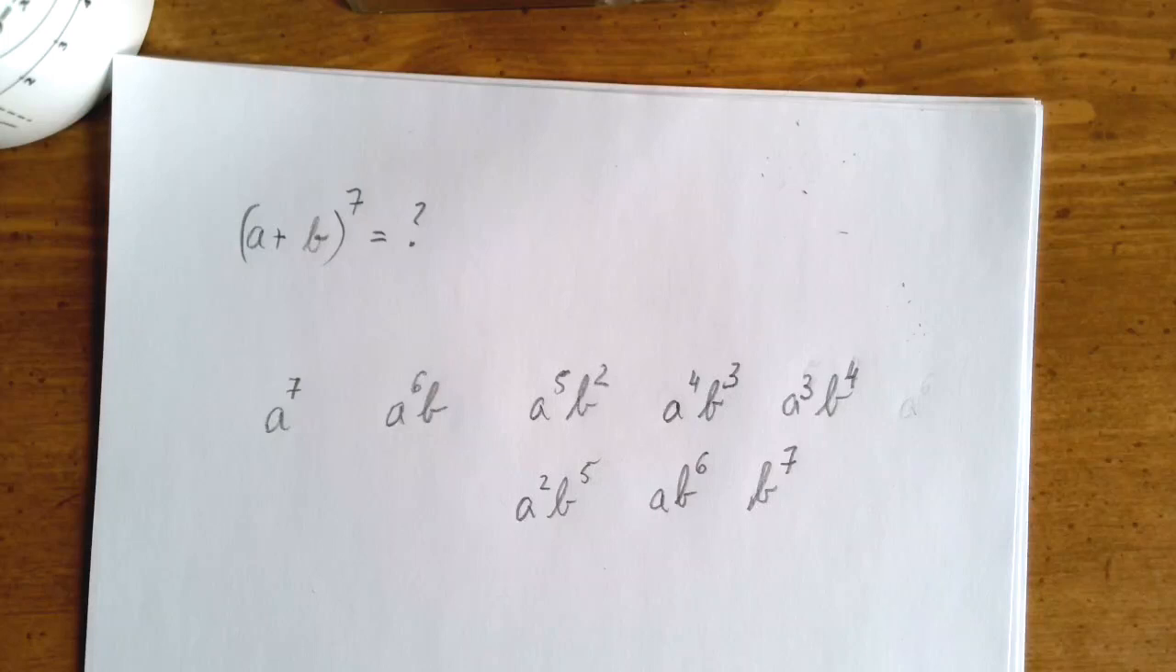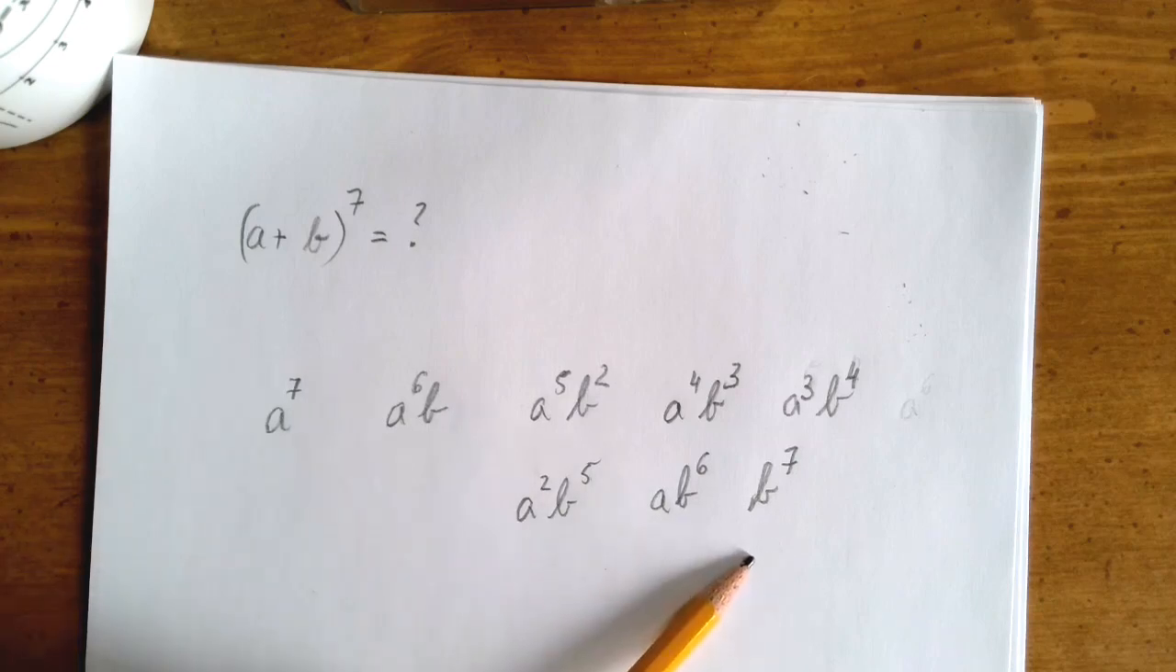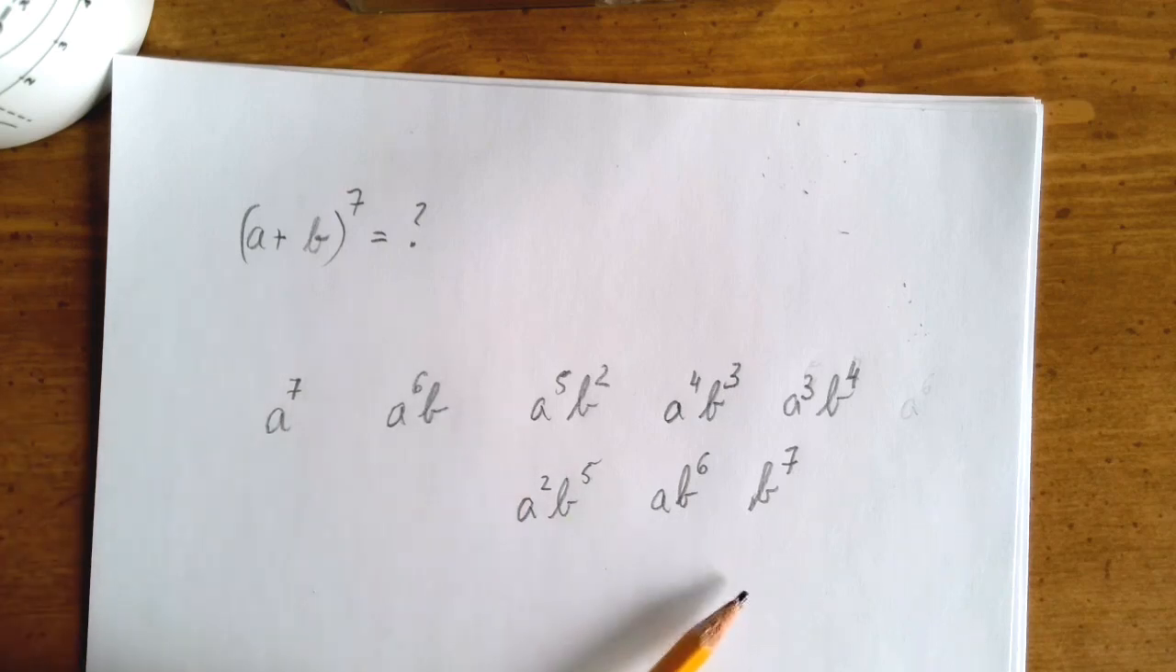So we can predict the terms being from a to the 7th, then we throw away an a, pick up a b, and we continue doing that until they're all b's. So these are 8 terms, organized by how many a's there are, from 7 to none. And this is a long expression.